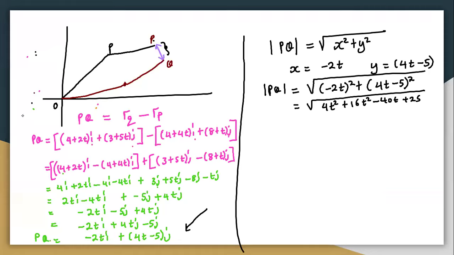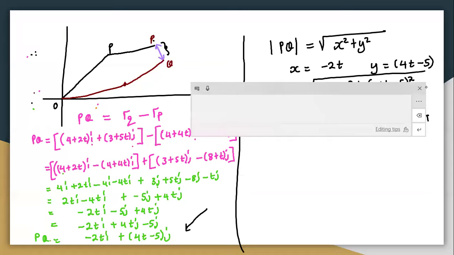So when I reach here, I collect like terms. When I collect like terms, 4t squared plus 16t squared will give us 20t squared, then minus 40t, then plus 25. Now, this is the distance between the two boats. So between P and Q, this is the distance we have. Members, let me know through the chat whether we are still there.